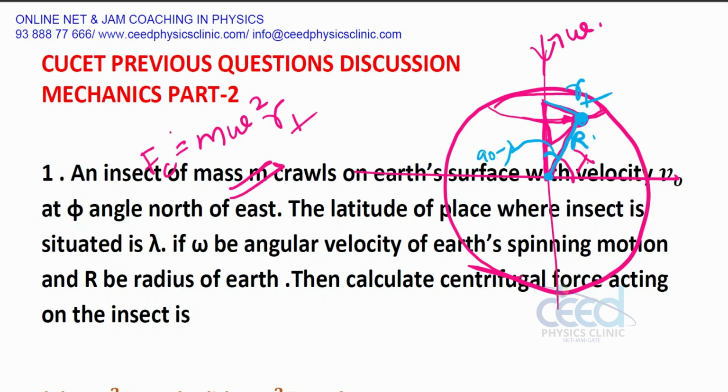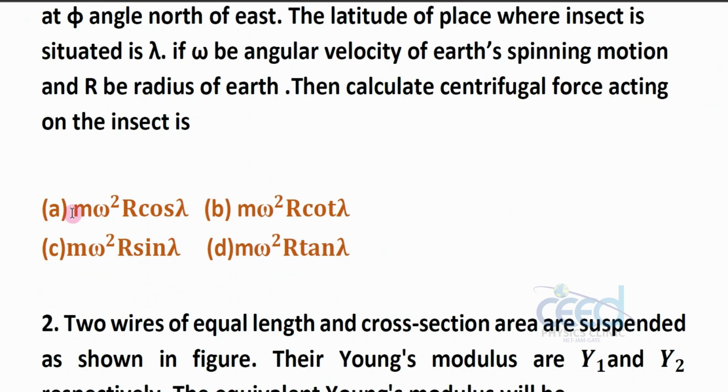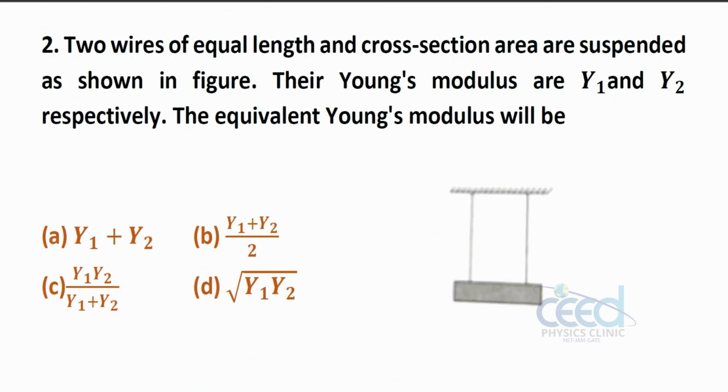So let me write this perpendicular distance as r sin 90 minus lambda, the opposite side. So the opposite side is hypotenuse into sin 90 minus lambda, which is r cos lambda. So we may write this as r cos lambda. Then m omega square r cos lambda is the answer, right? So very simple question, m omega square r cos lambda, option A is correct, right? All right. Now let us go to another question.